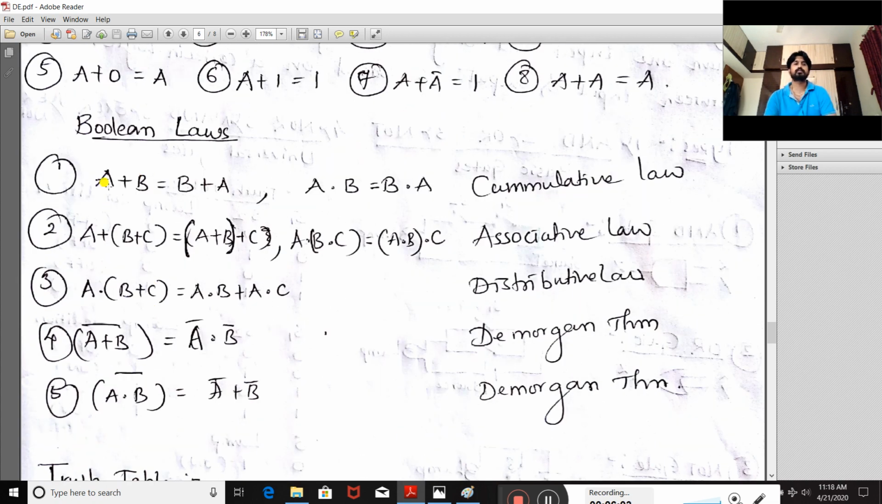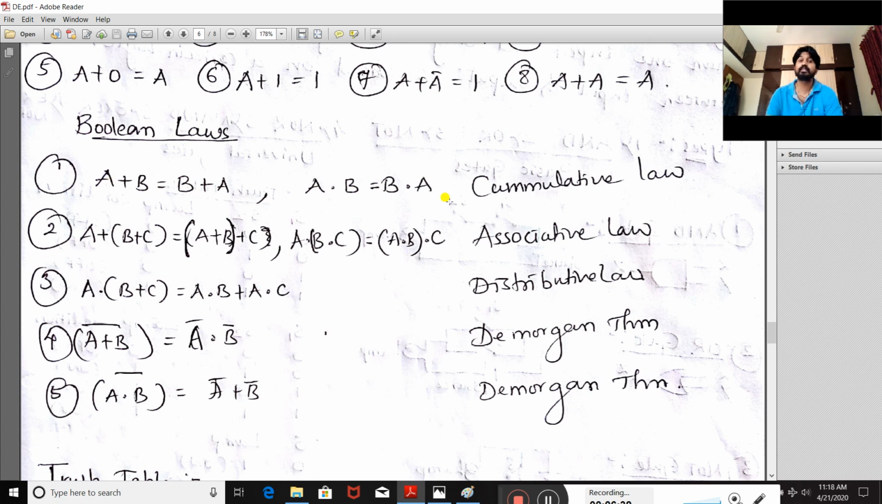Which are those laws? This first law says that A plus B is equal to B plus A. That means it is talking about addition. If you change the order, A plus B is equal to B plus A, you can add A with B, or B with A, that remains the same. In the similar way, in multiplication also, you can multiply A with B, or B with A. Both are the same. That means in Boolean algebra, the ordering doesn't matter.